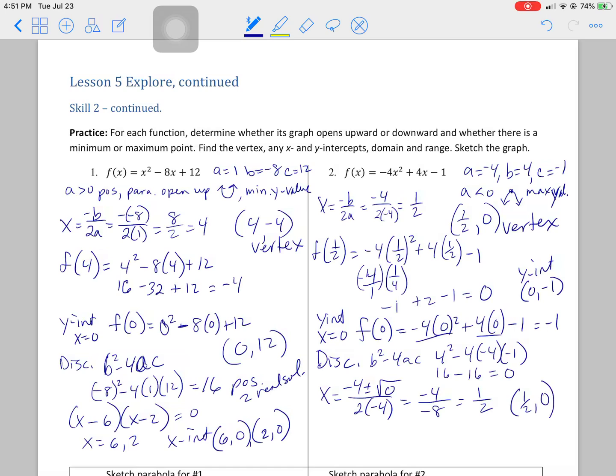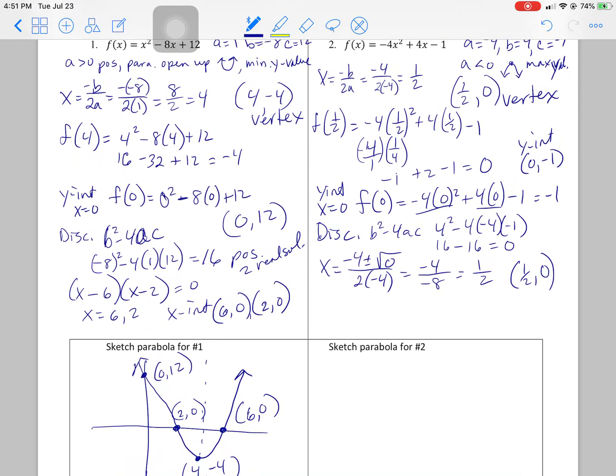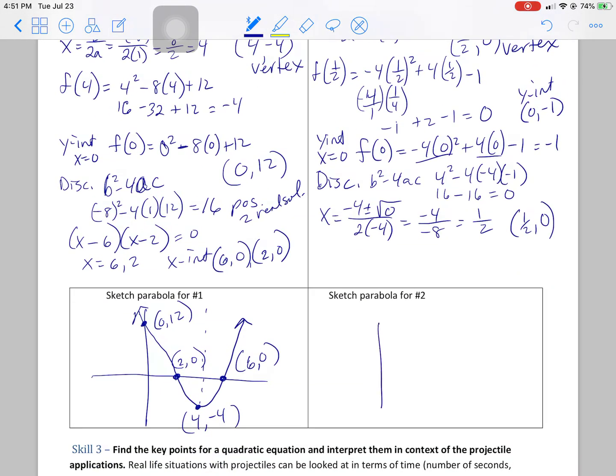And 0, because all x-intercepts are 0 for y. So let's do what we can to draw this. It's going to be upside down, and it's going to bounce off at (1/2, 0) as my vertex. And by the way, that's also my one x-intercept. It's the same thing. All right, and since this is going to go down, you can see that it's going to hit at (0, -1) as my y-intercept.